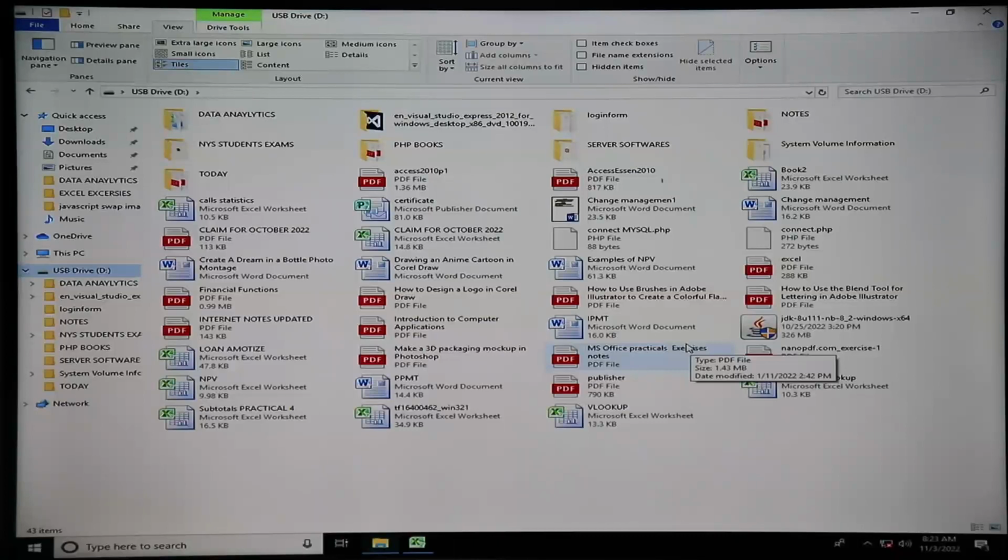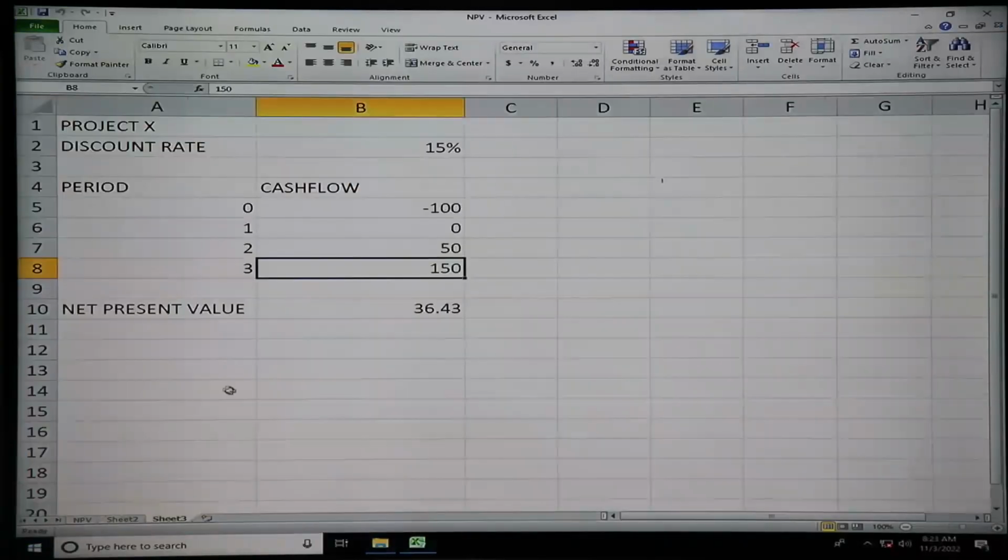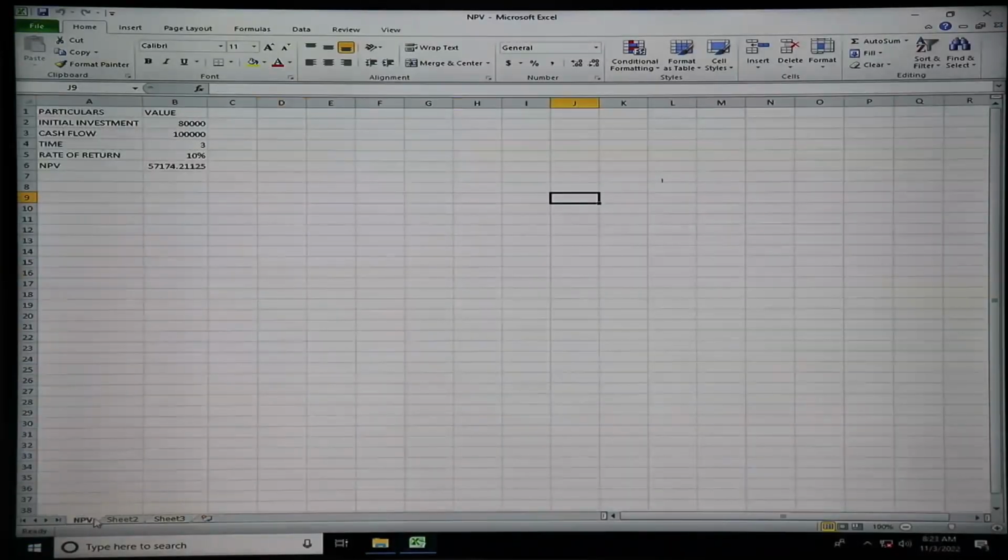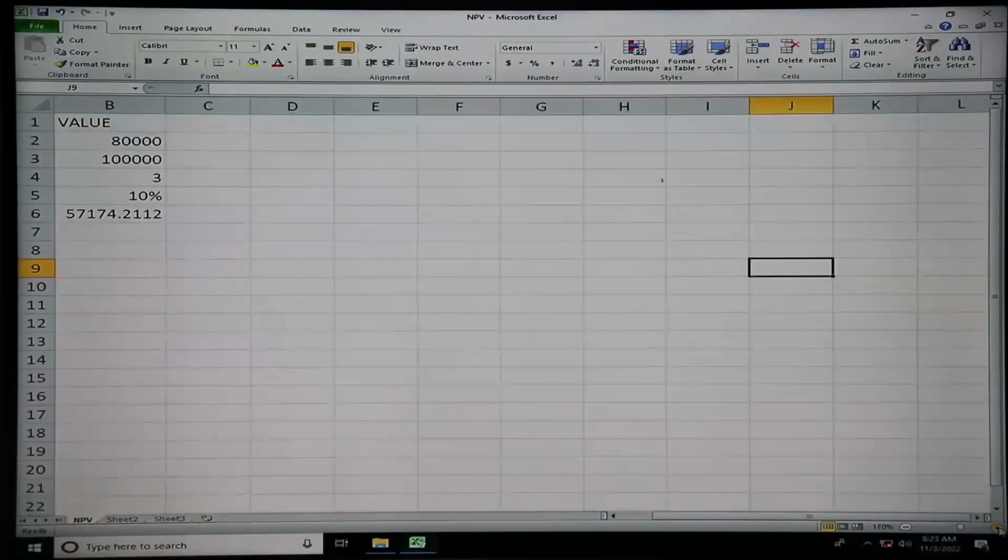Today we shall finish up with the financial functions, and specifically today we want us to discuss the net present value, and we shall discuss the internal rate of return.